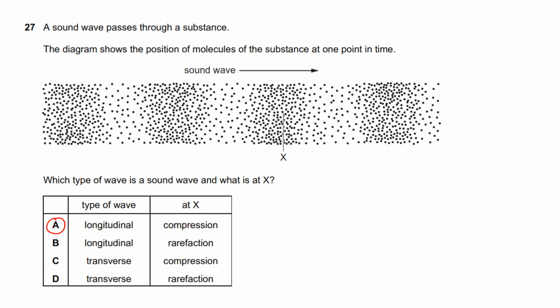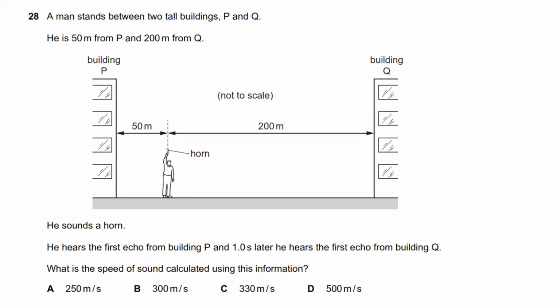Next question, question number 28. It says a man stands between two tall buildings P and Q. He is 50 meters from P and 200 meters from Q.